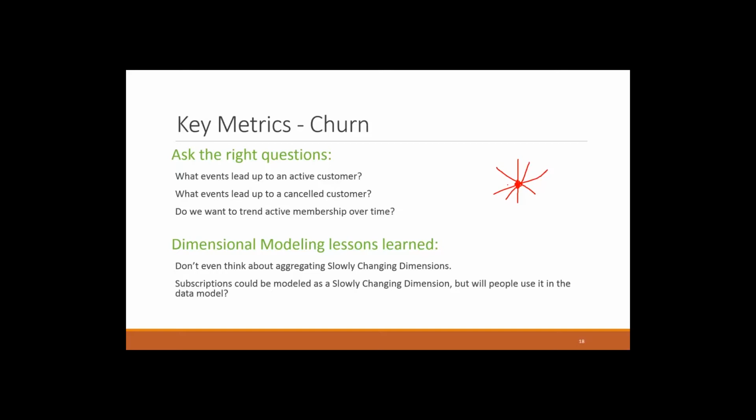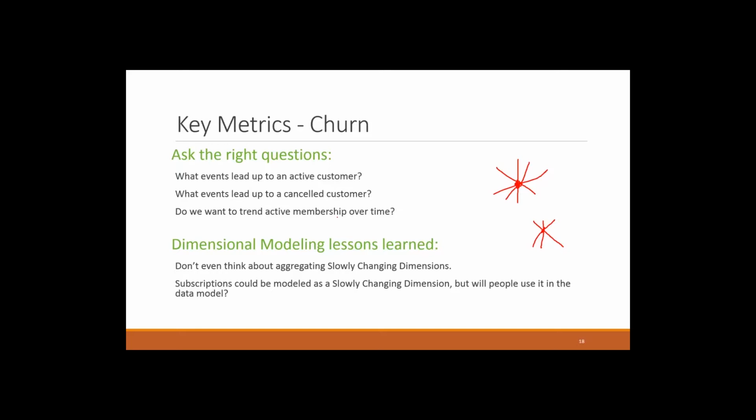What events lead up to a canceled customer? Again, a different set of intersections, but maybe it's the date of the cancellation, the customer, and the subscription. Maybe it's as simple as that, and that's what you count as a 1. And do you want to trend active membership over time? What the answer to this will lead to is whether or not you need a snapshot fact table. So a snapshot fact table keeps track of your facts snapshotted by day. So every single day, do you want to track how many active members you have? And the answer is probably likely going to be yes.